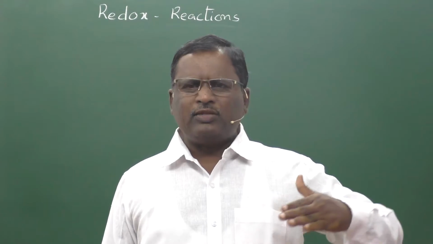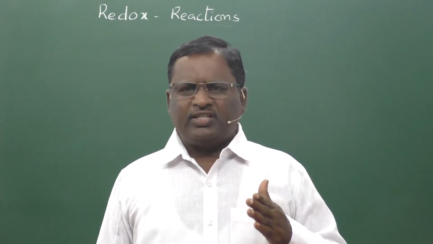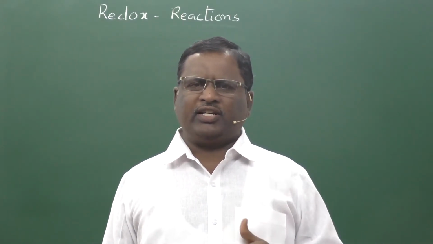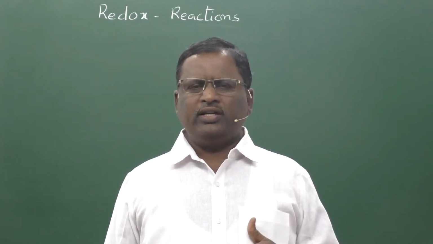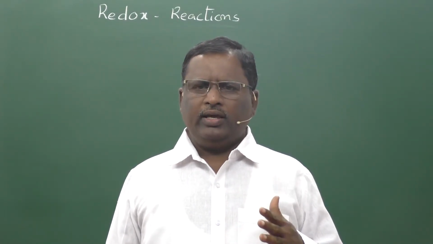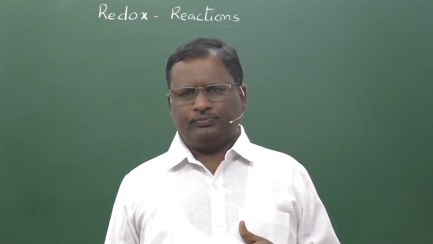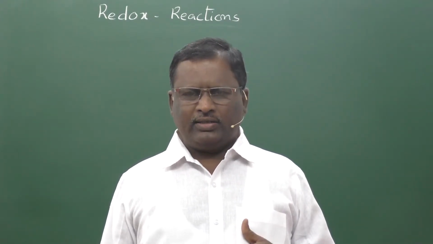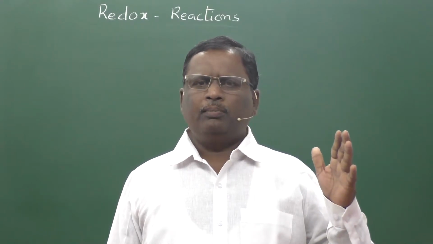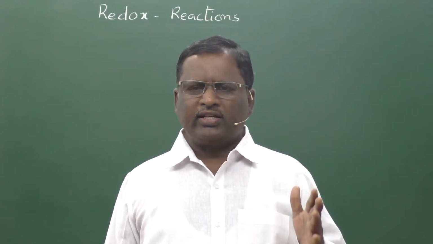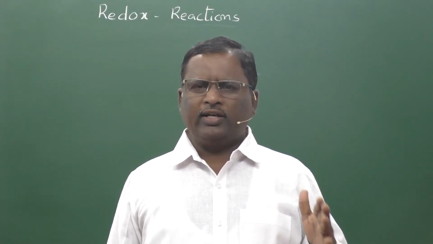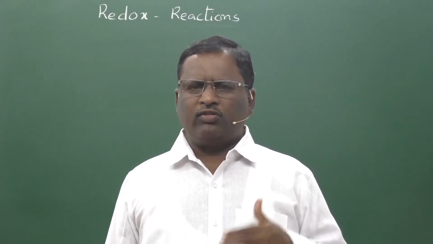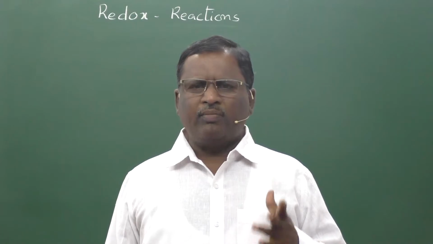If we omit these spectator ions and represent the reaction only with those ions which are actually involved in the reaction, such an equation is said to be an ionic equation. This ionic equation can be balanced by the oxidation number method, half reaction method or ion electron method. Let us verify how an ionic equation is obtained from a normal equation.